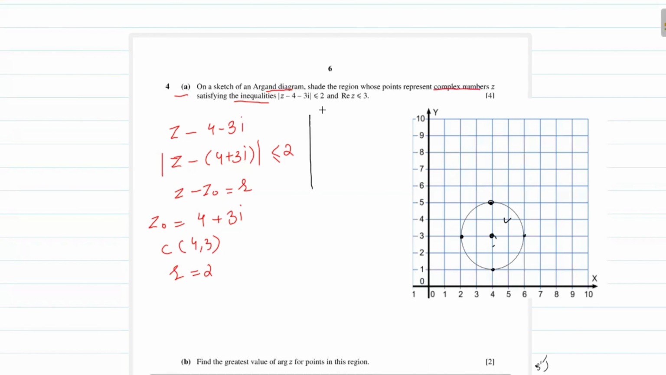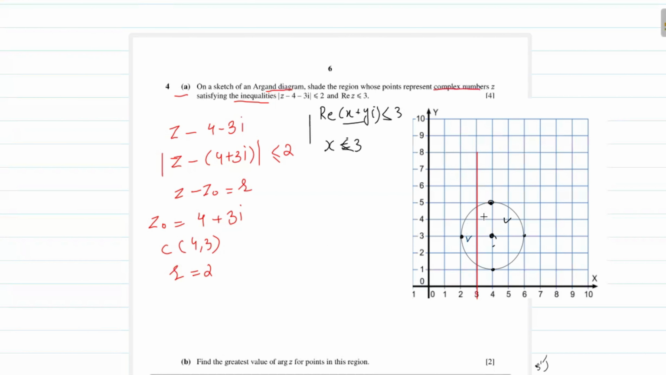Next, real z is less than or equal to 3. Now we suppose that z is x plus yi, and the real value here is x less than or equal to 3. Now we draw the line here. Firstly, we draw the line x equal to 3. This is the line passing through the x-axis at 3, and this is parallel to the y-axis. For less than 3, the region on the left side of the line will be the required region.